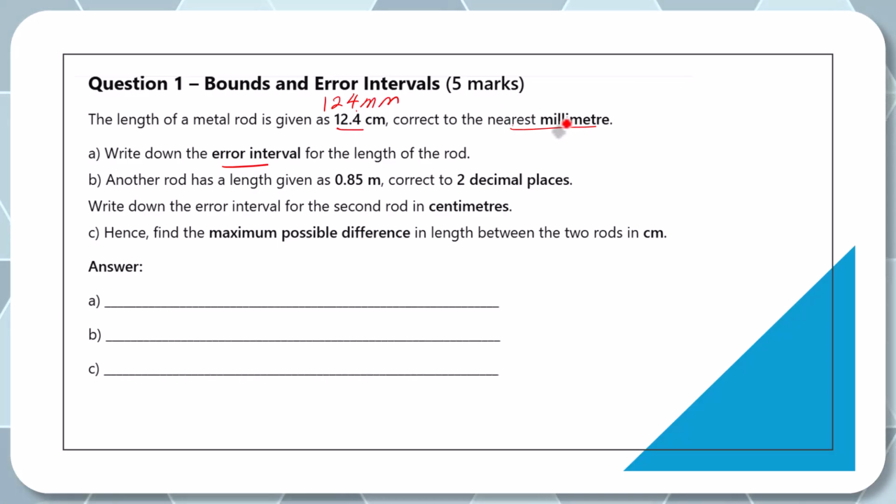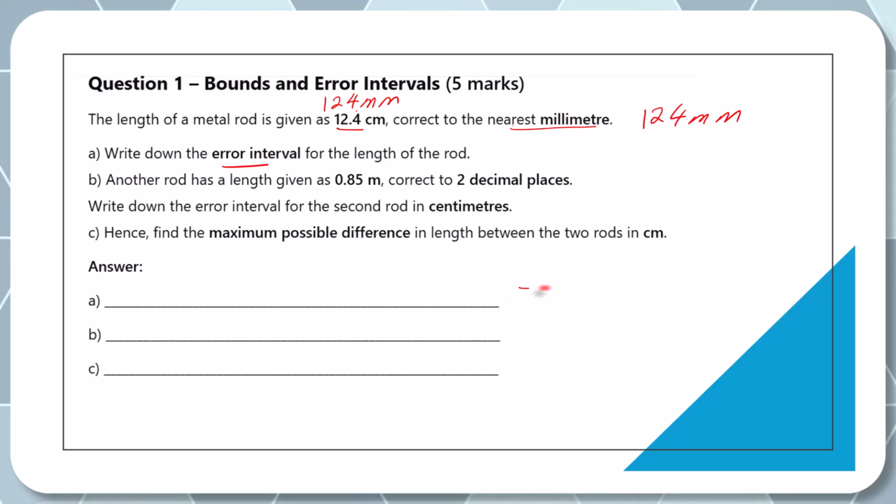When they say nearest millimeter, it basically means to the nearest whole number, once you've changed them to millimeters. So it was rounded to 124. That means that it was something else, maybe 124.1 or 123.6, something like that. So we need to get the upper bound and the lower bound for this.